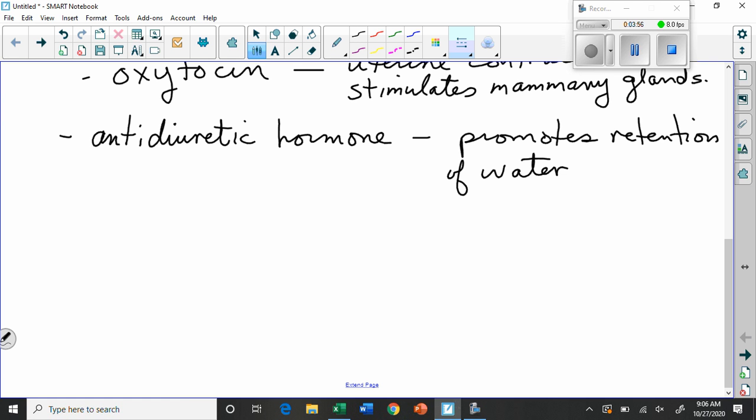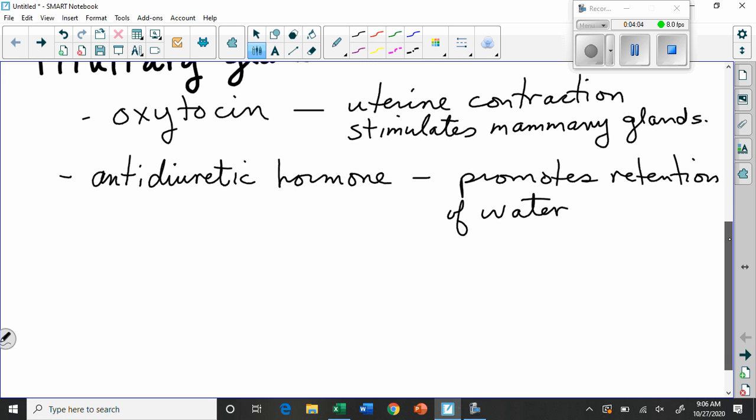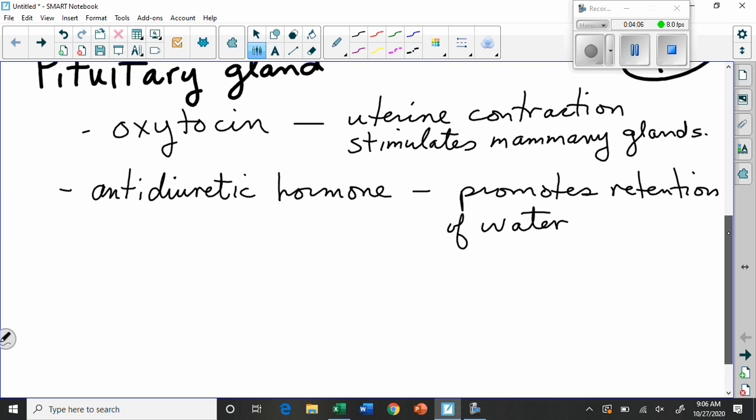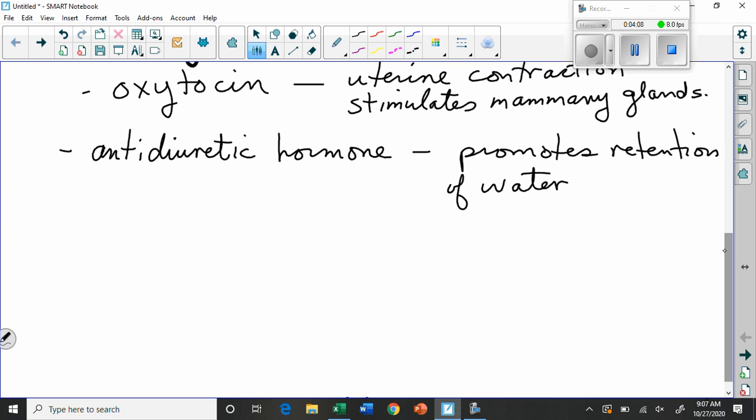Antidiuretic. D-I-U-R-E-T. Sorry, what? Yep, these are all in the pituitary gland. Promotes retention of water in the kidneys. So the opposite. Instead of making your pee watery, it brings that water back into the system, right? It retains the water rather than letting it go in the filtrate in the urine. So it's an antidiuretic hormone.